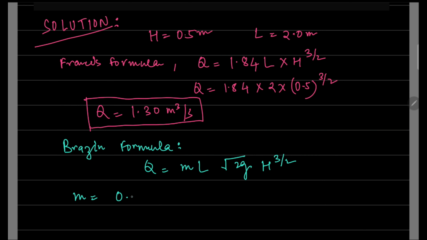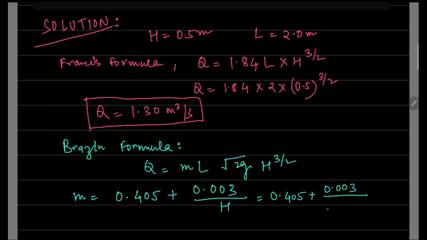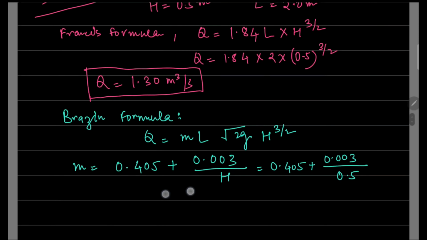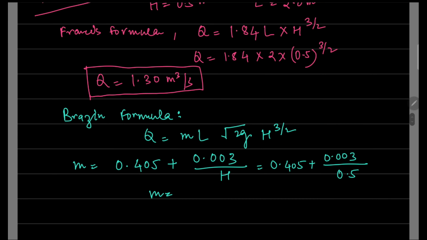So this is 0.405 plus 0.003 over H. First of all, we will determine the M value. So this will be 0.405 plus 0.003 divided by H, whose value is 0.5. So M will come out to be 0.411. So this is the M value.